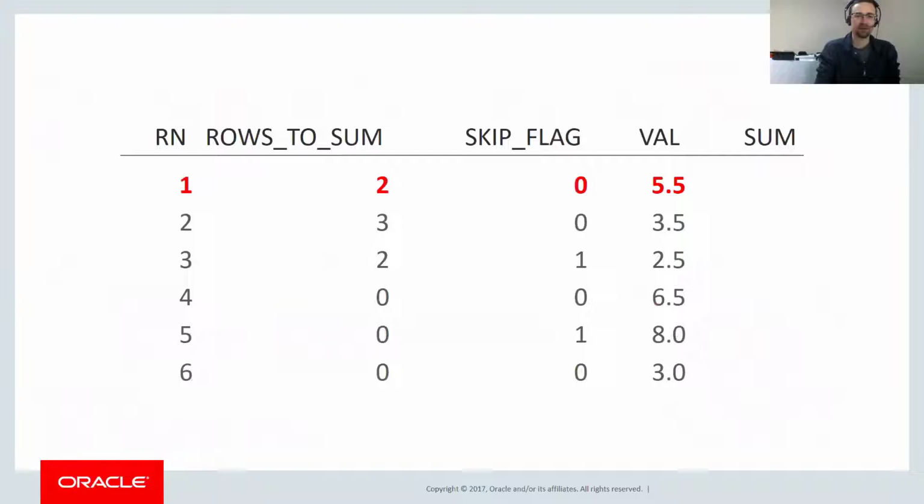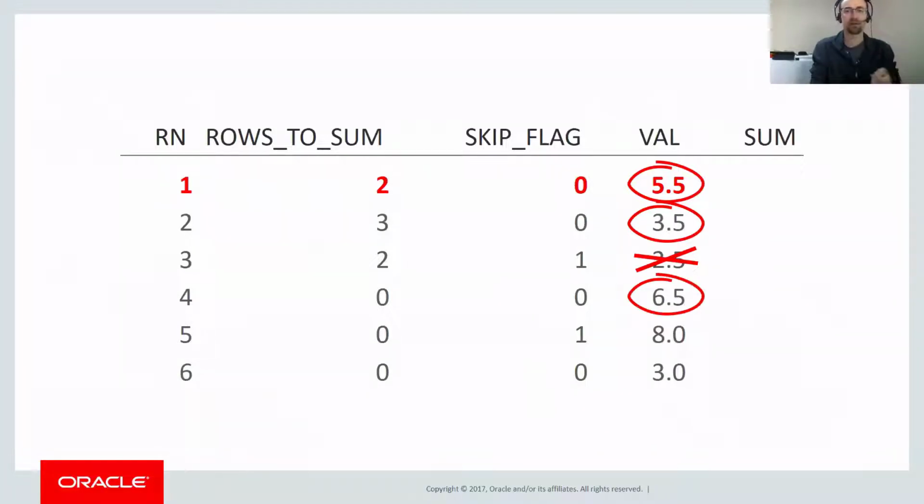So we've got our first row in the data set with a value of 5.5. We want to include that in our results because we always include the value from the current row. Then we want to include an extra 2 in the total. So we go forward 1 to 3.5. Next is 2.5, but we don't want to include that because the skip flag there is set to 1. So we're going to ignore that row completely. We've only included 1 extra row so far, so we need to include this final row here, which gives us a total of 15.5. So we do that for the first row.